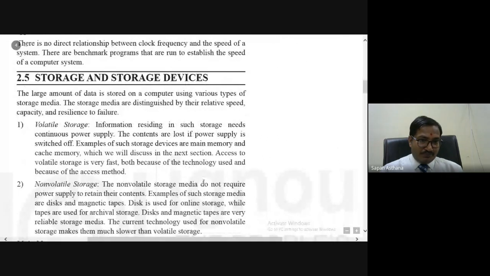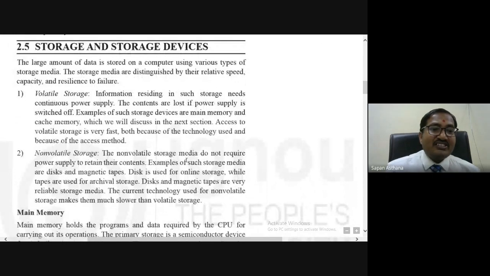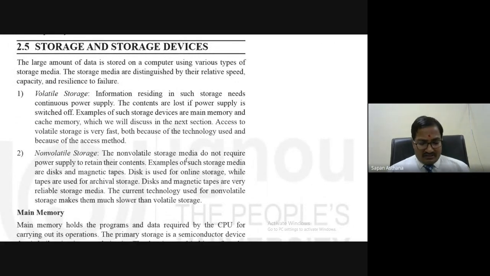Storage and storage devices: a large amount of data is stored on the computer using various types of storage devices. Learners, like your brain, as you earlier studied, the CPU, central processing unit, your brain also keeps data. In the same way, our system also stores various types of data. Here the large amount of data is stored on a computer using various types of storage media. The storage media are distinguished by their relative speed, capacity, and resilience to failure.